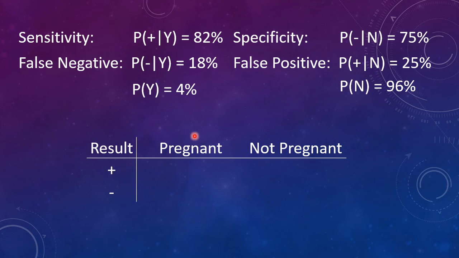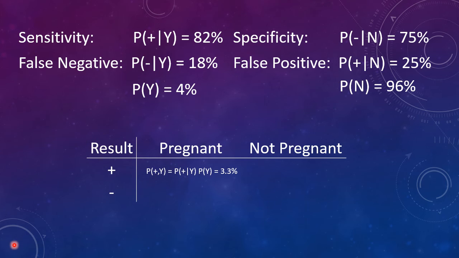Now we can apply the multiplication rule. So how can we find the proportion of women who are pregnant and have a positive test result? Well, we take the sensitivity, that is the proportion of women who get a positive test result given that they really are pregnant, and multiply it by the proportion of women who really are pregnant. So we take 82% and multiply it by 4%, and that gives us 3.3%. So 3.3% of women are pregnant and get a positive test result.